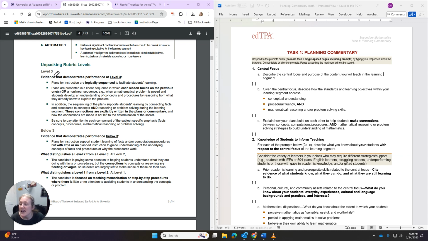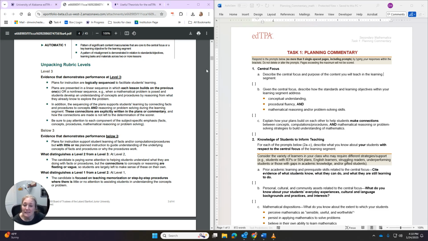So for this, I'm looking, and for a level 3, I'm seeing that the plans build on each other. They're making connections and they're explicit. There's components of subject-specific emphasis. But as I'm reading through these prompts, I'm noticing that prompt 1C has the majority of those components of a level 3.